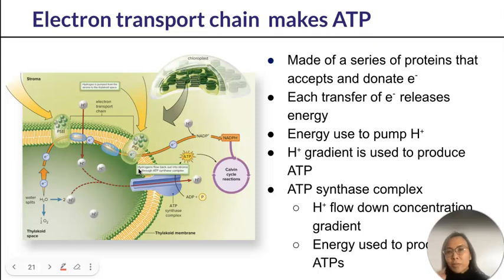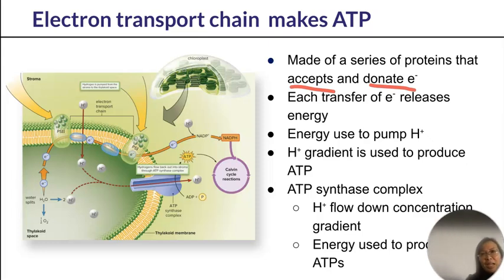So the electron transport chain is made of a bunch of proteins that can accept and donate electrons. Imagine an analogy would be like a hot potato, right? So we're playing hot potato. The potato is super hot, has so much heat in it. Someone's going to give me high energy. I'm going to pass it on to the next person. Each time the potato is passed on, it loses some of that energy, right? It loses some of that heat and is not as hot as it was when it first came in.